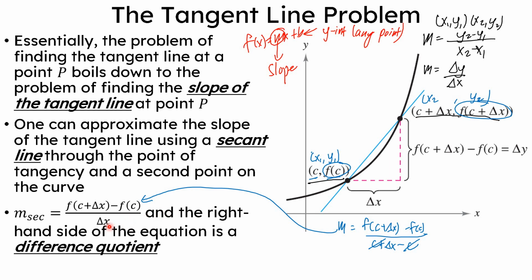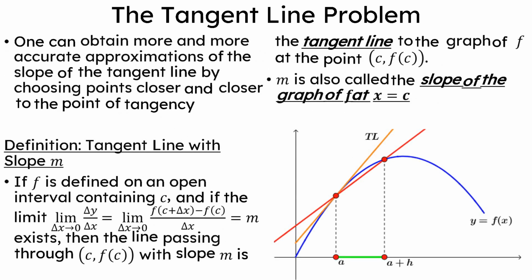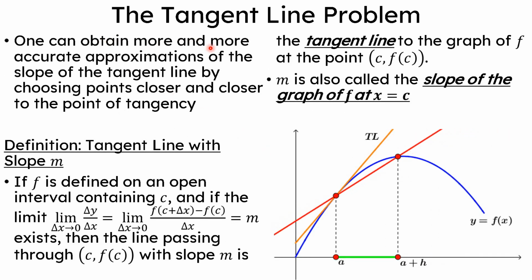So this will be now the basis. This is now the slope of our secant line. One can obtain more and more accurate approximations of the slope of the tangent line by choosing points closer and closer to the point of tangency. As we can see in this GIF, the closer the 2 points are together to the assigned point of tangency, the more accurate the approximation of the slope of the tangent line would be.